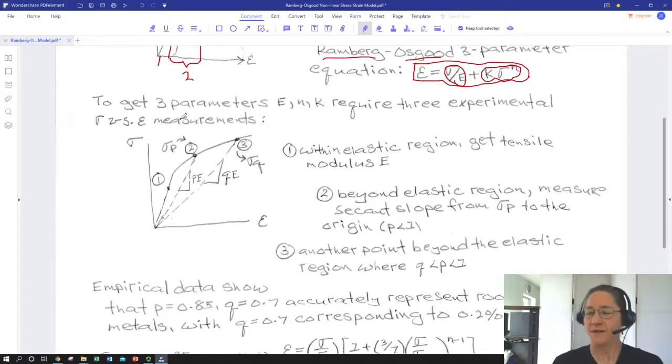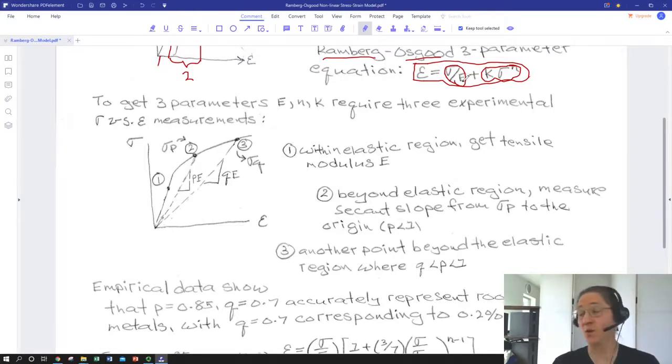So say we didn't already know the elastic modulus, and we were going to use this, we suspected that we could use the Ramberg-Osgood equation to represent our material, and we're trying to determine how many points we need to make a measurement at.